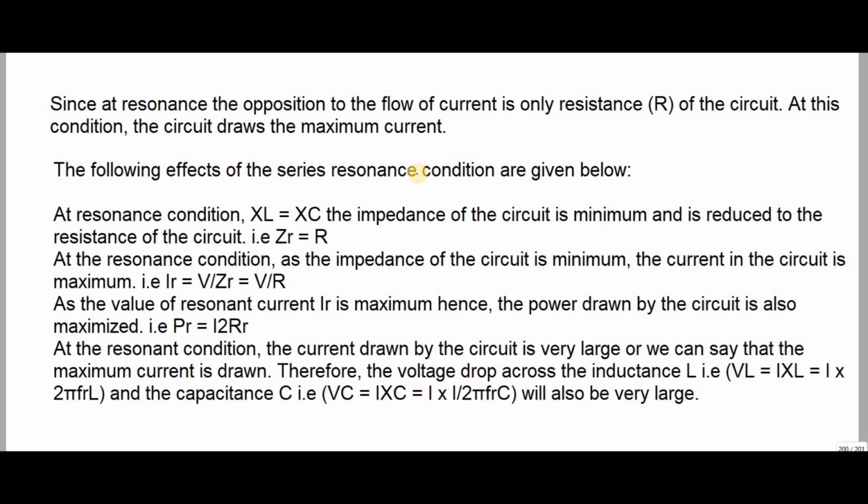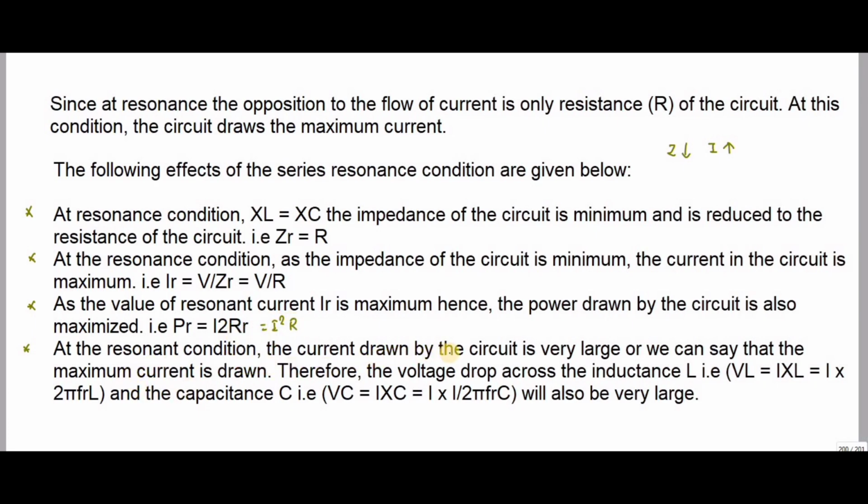The first is, at resonance condition XL is equal to XC, so the impedance value Z is equal to R. So you can see the impedance of the circuit gets reduced. So impedance is minimum and therefore the current is maximum for series resonance. This is the first point, and the second point is the impedance of the circuit is minimum, therefore the current is maximum. The third point is, since the current is maximum, the power drawn by the circuit is also maximized, because power is equal to I square R.